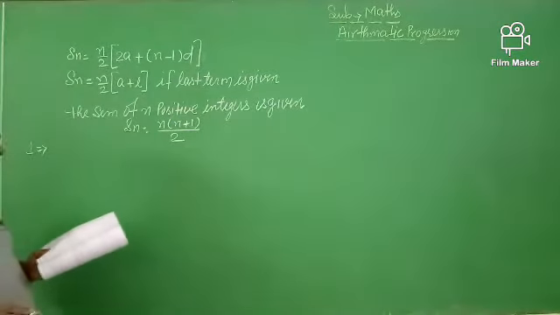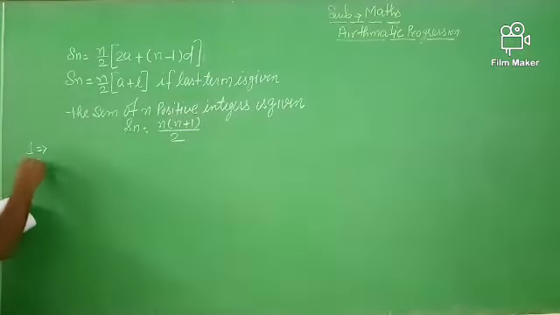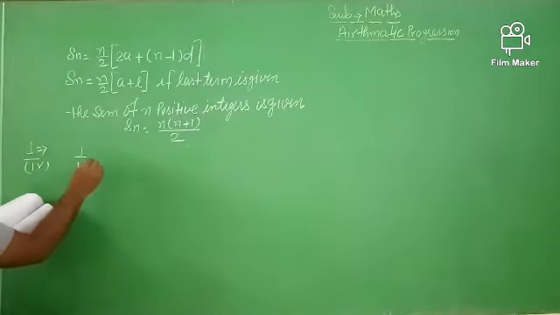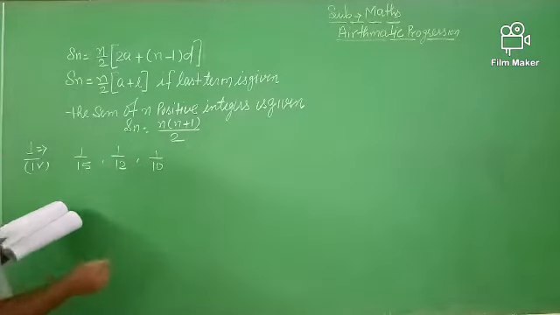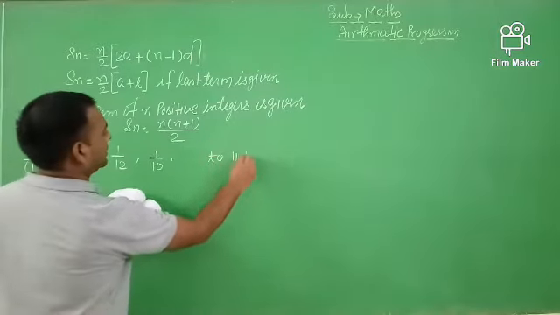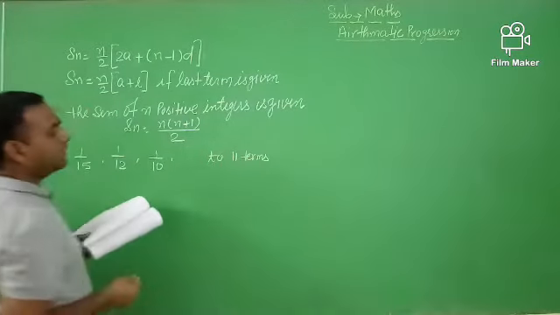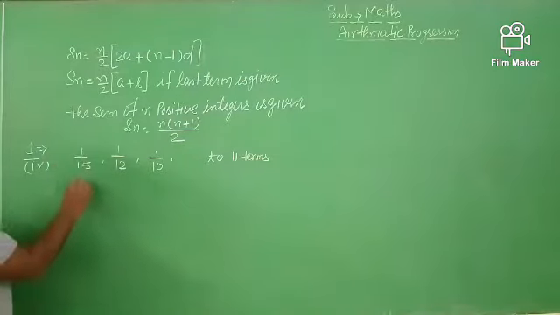First question: find the sum of the following APs, question number 1, part 4. Here 1 by 15, 1 by 12, 1 by 10, and so on to 11 terms. Here you find the sum of the 11 terms. So, first you find the first term. Here you can see, the first term a is 1 upon 15.